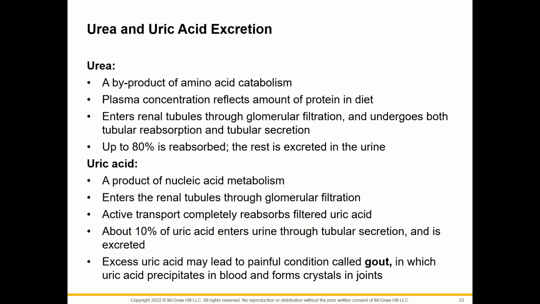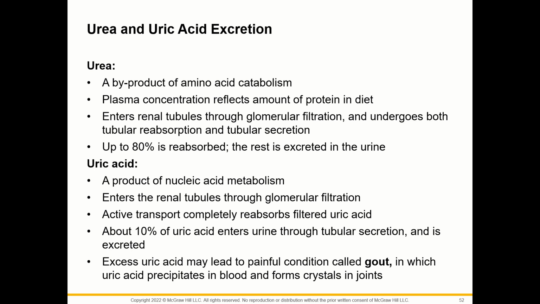Now let's look at urea and uric acid excretion. Urea is a byproduct of amino acid catabolism. Its plasma concentration reflects the amount of protein in the diet. It enters the renal tubules through glomerular filtration and undergoes both tubular reabsorption and tubular secretion. Up to 80% is reabsorbed and the rest is excreted in the urine.